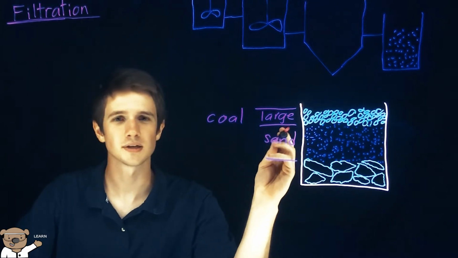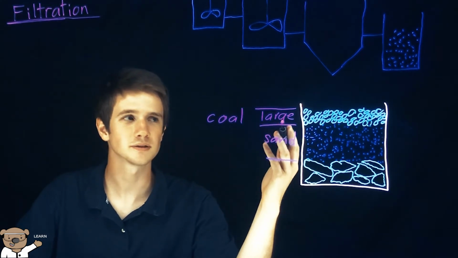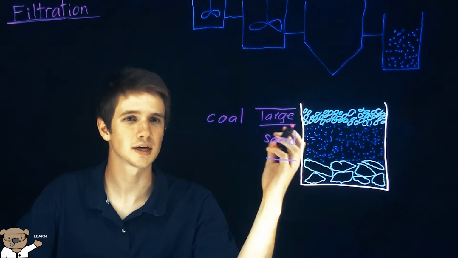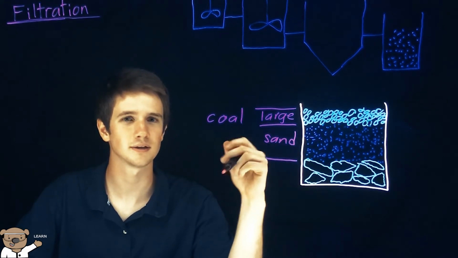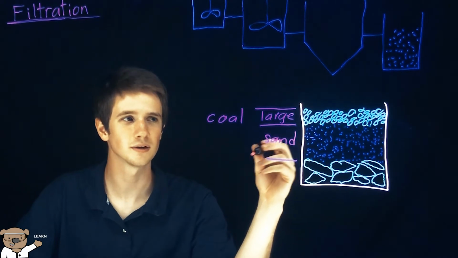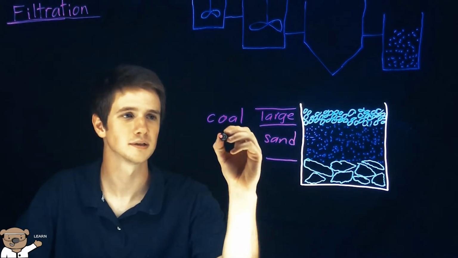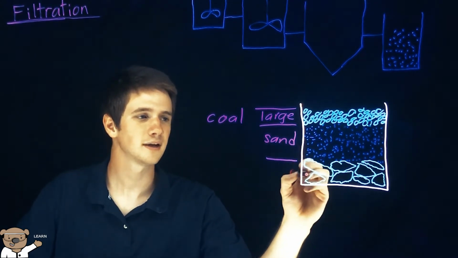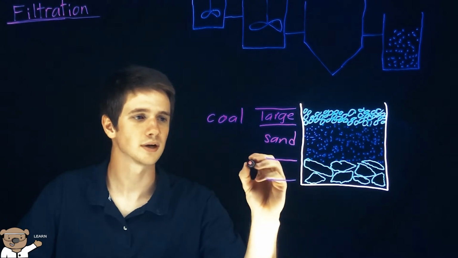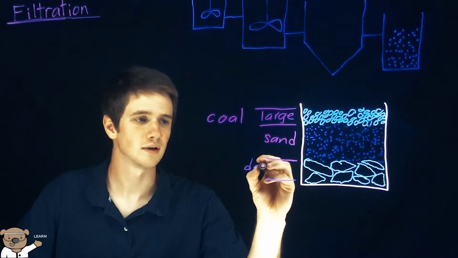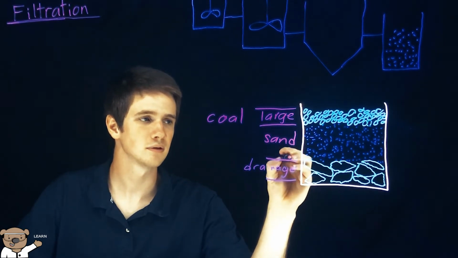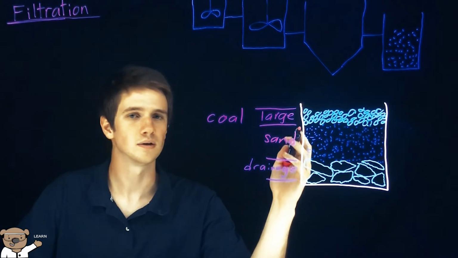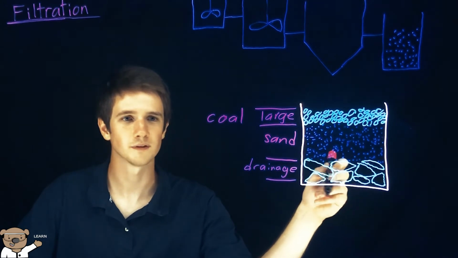This catches some of the smaller particles, while the larger media on top catches a bunch of the larger particles, so that way this sand down here doesn't clog up as quickly with all of those large particles. And then the final layer is usually a drainage layer, consisting of larger blocks that allow the water to seep through, but keep the sand and the coal from draining out of the filter.